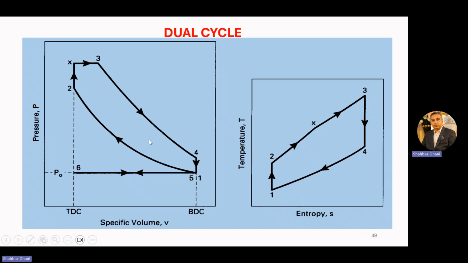So the actual diagram will look like this. On the PV diagram, from 6 to 1, we have the intake stroke. 1 to 2 is your compression stroke. 2 to X is your constant volume heat addition. From X to 3 is constant pressure heat addition. 3 to 4 is your expansion stroke, an isentropic process. And 4 to 5 is your exhaust blowdown, constant volume heat rejection. And from 5 to 6, you have the exhaust stroke.